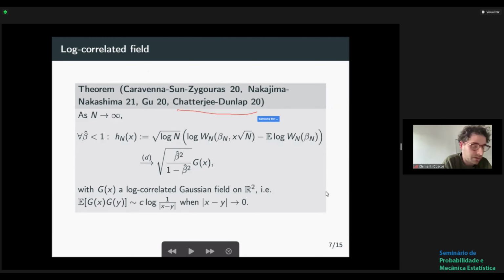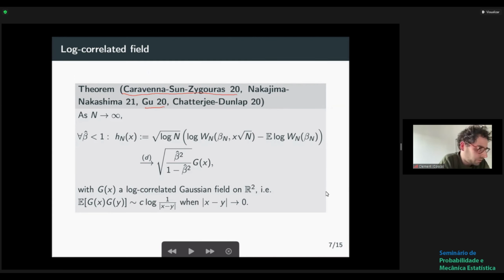So that's why there are many results. The first one was Chatterjee and Dunlap. They didn't exactly find the limit, I think. I mean, they didn't prove the limit, but they showed that the H_N of x were tight, I think. And then there were two proofs kind of simultaneously. I think this one appears a bit before, but very slightly after the other one.